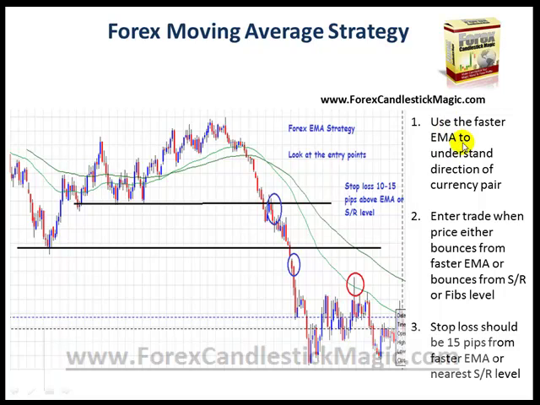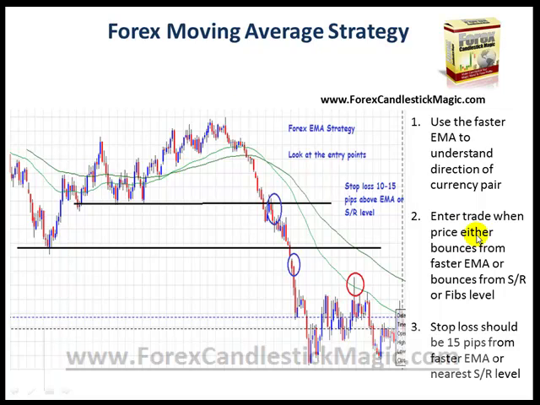Use the faster exponential moving average to understand the direction of the currency market. For example, if the 50 EMA is below the 100 EMA here, the trader ideally should only take the trades which are going in this direction, or rather a short trade. Whereas here, if the 50 EMA is above the 100 EMA, the trader should go long.